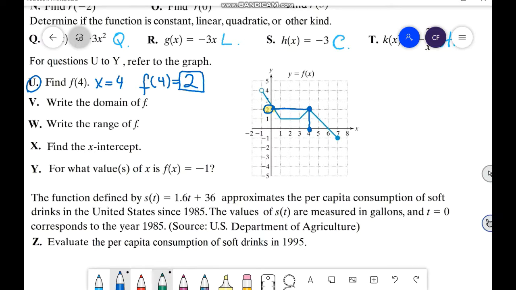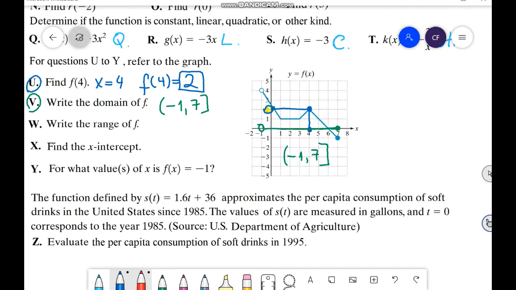Now let's check V. Domain. Domain is always on the x-axis, on the horizontal axis. The domain is going to start here with an open dot and go all the way to here, a closed dot, on 7. So the domain is from negative 1, with a parenthesis because it's an open dot, to 7, with a bracket because it's a closed dot. Now we have the domain. Let me write the domain here as well. Negative 1, 7.